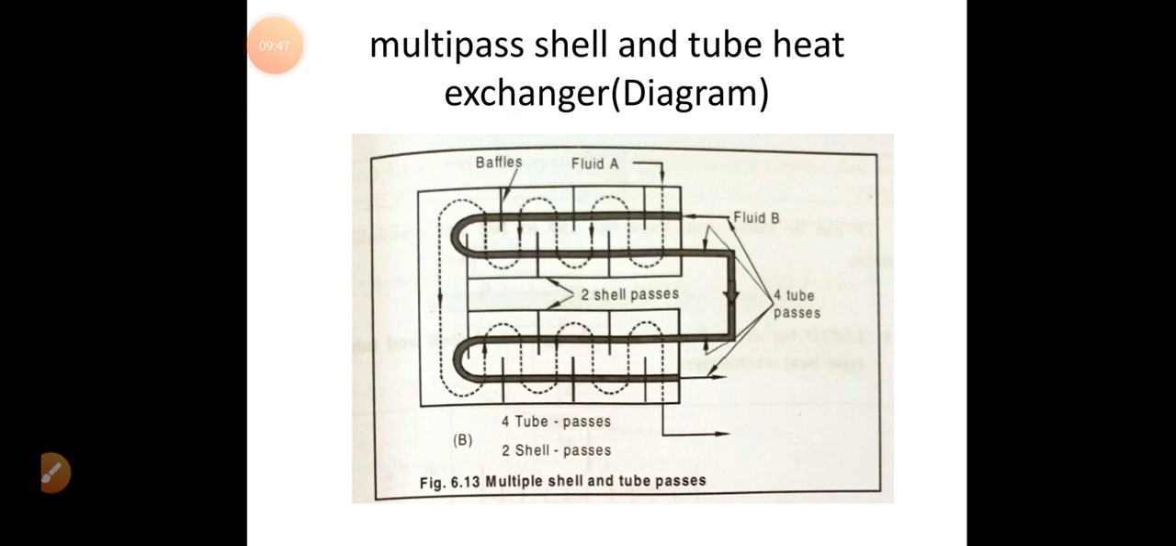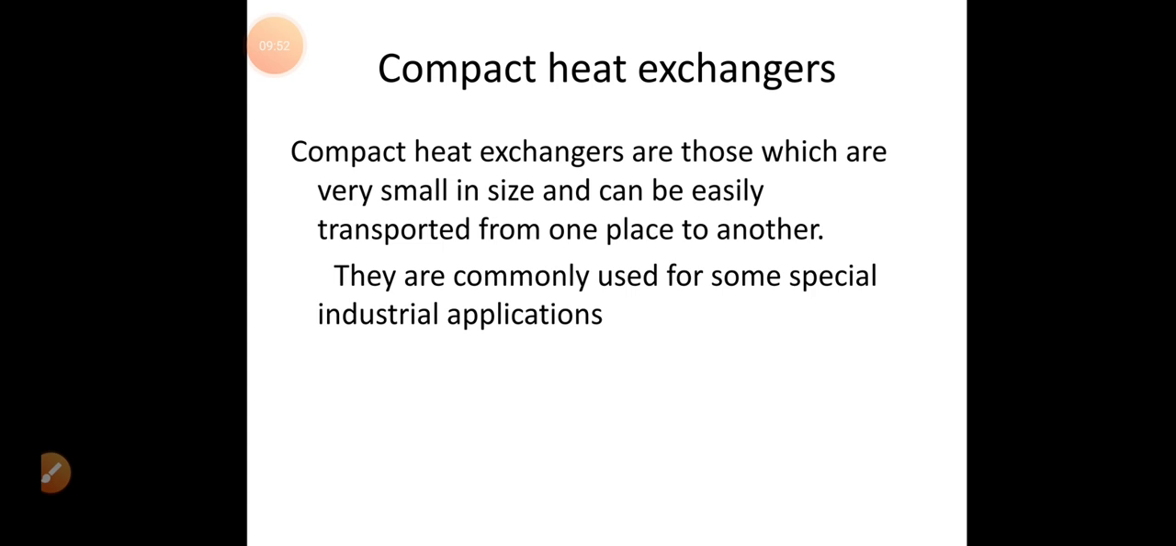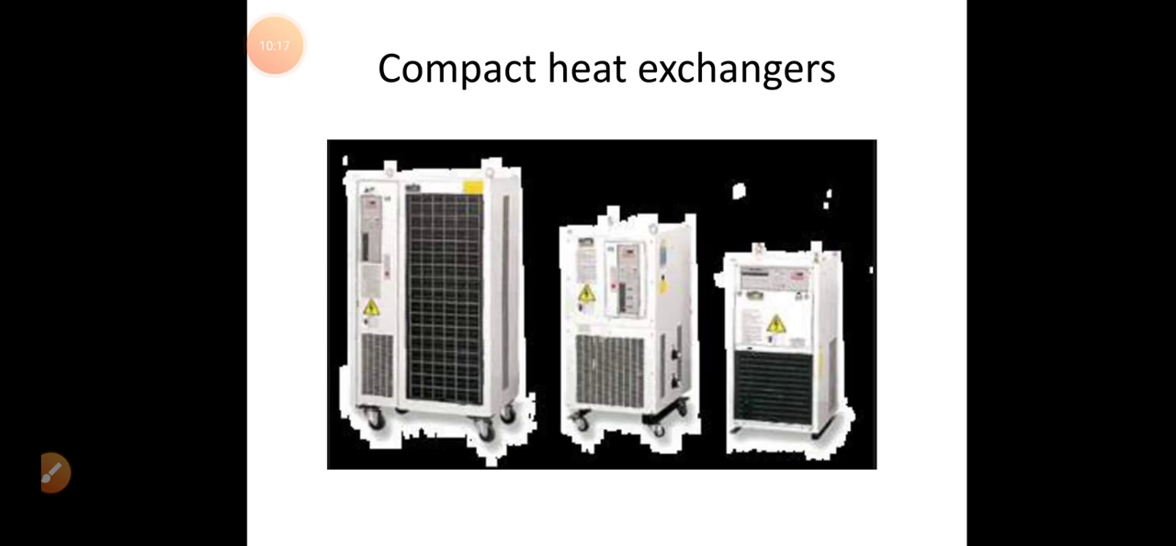The next type is compact heat exchanger. As the name implies, this type of heat exchanger is generally small in size and thus can be easily transported. They are commonly used for some special industrial applications. The main advantage is simplicity in size and less weight, and thus they can be easily transported from one place to another. This is the diagram for a compact heat exchanger.